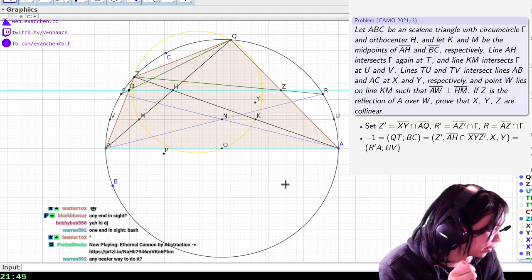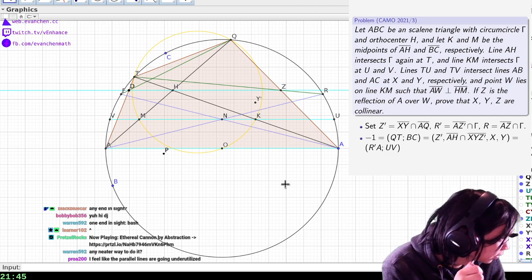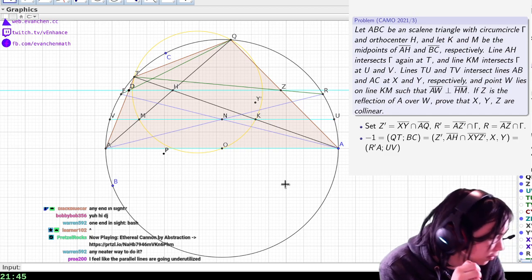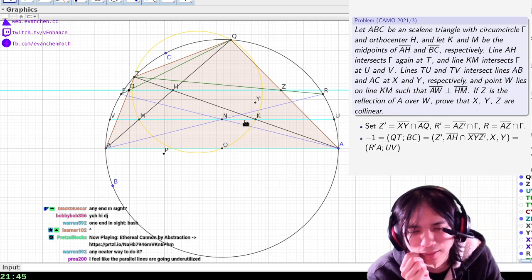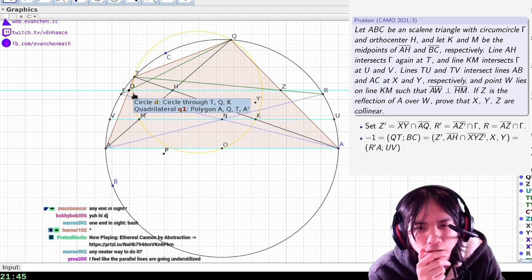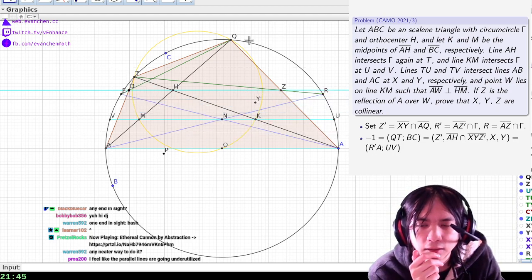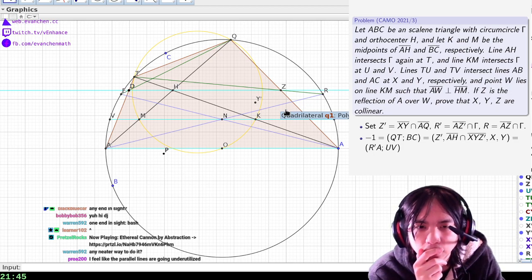Alright, has it been 10 minutes? I agree. So far all we've done is get TQDZ cyclic. I don't know if that's even a useful statement though.